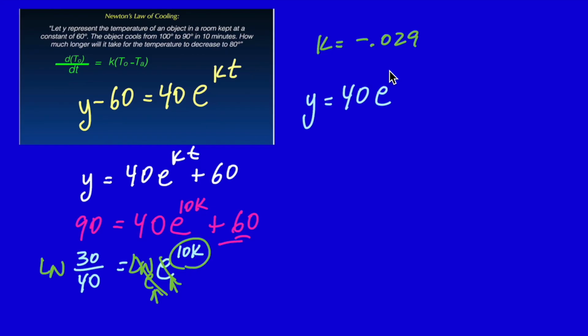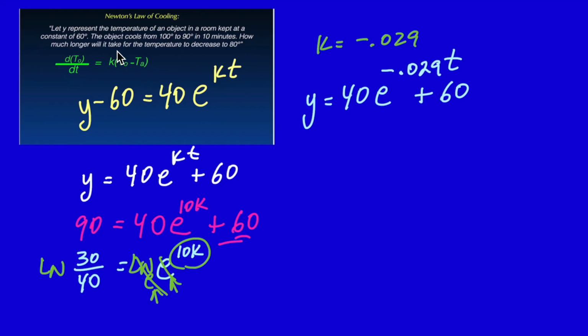Okay, so now that we have our k value, now we can rewrite our equation as y equals 40e to the negative 0.029t plus 60. Now we can answer any question they throw at us. We have 2 unknowns. They're going to give us one of them, and we'll find the other. Okay, so here's their question that we will be able to handle.